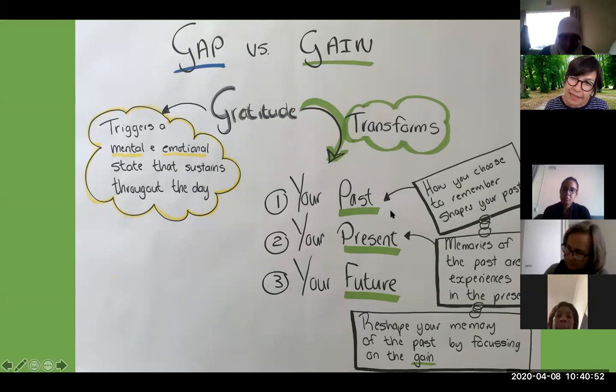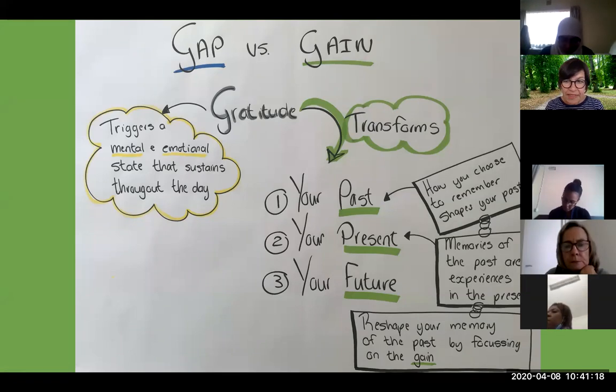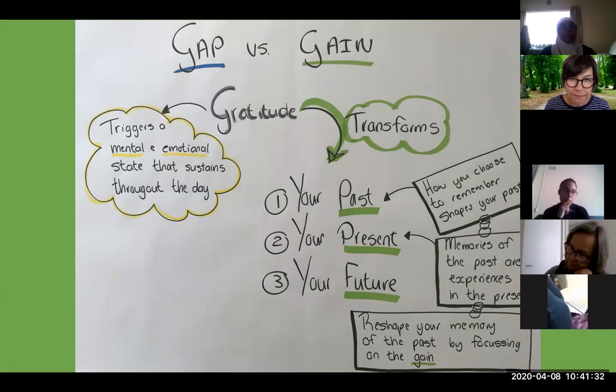So if you think about that, if I choose how I remember my past, and if I choose to reframe and I focus on the gain from past experiences rather than the gap, the things that I didn't get, then that will influence how I experience my present. Because memories of the past are the experiences in the present. So reshape your memory of the past by focusing on what did you gain from those experiences, from those choices, from those decisions, from whatever it is that you've had in your life.